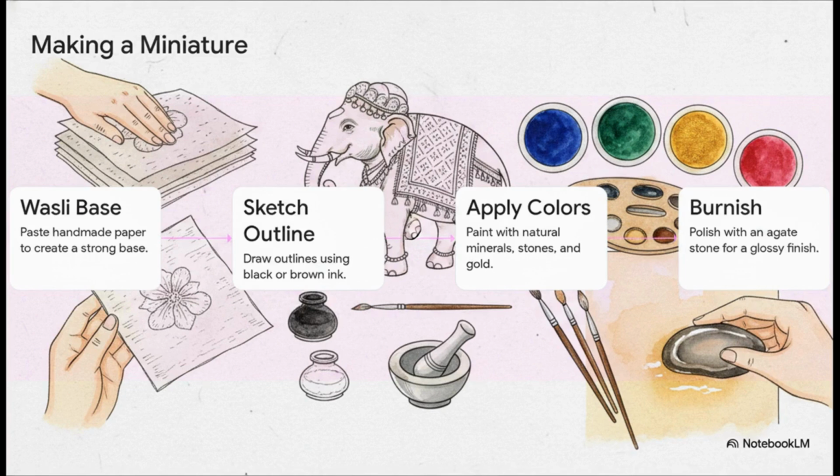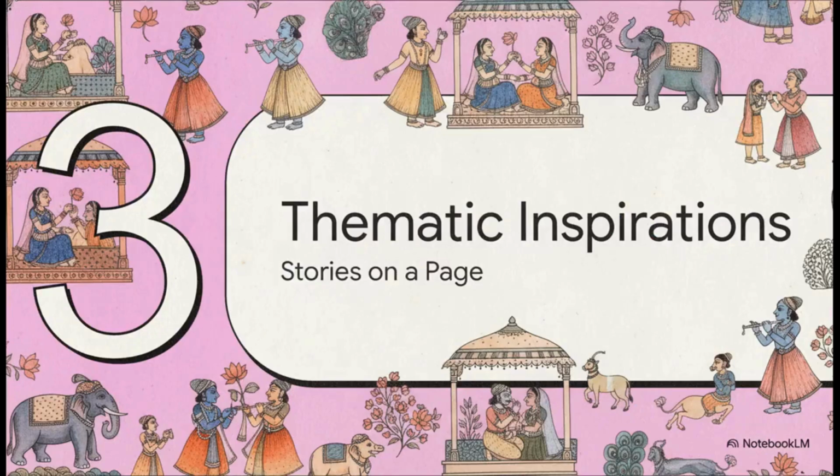Next, a master artist sketched the outline using black or brown ink. Then came the magic, the color. And we aren't talking about modern tubes of acrylic here. These were natural pigments painstakingly ground from minerals, stones, and precious metals like gold and silver, bound together with glue. They painted using incredibly fine brushes made from camel or squirrel hair. Finally, to get that beautiful glossy finish you see in museums today, the surface was rigorously polished or burnished with an agate stone.